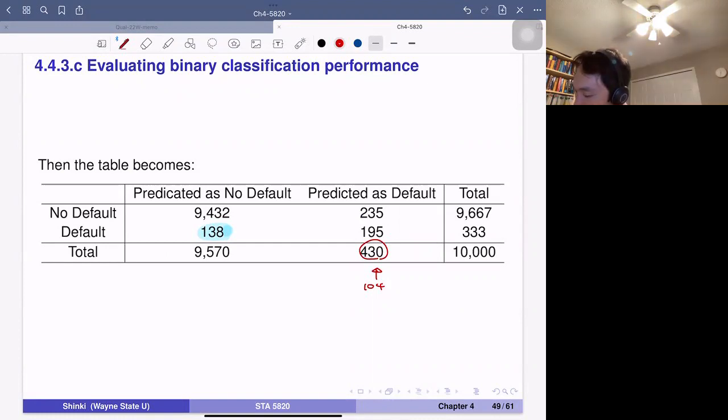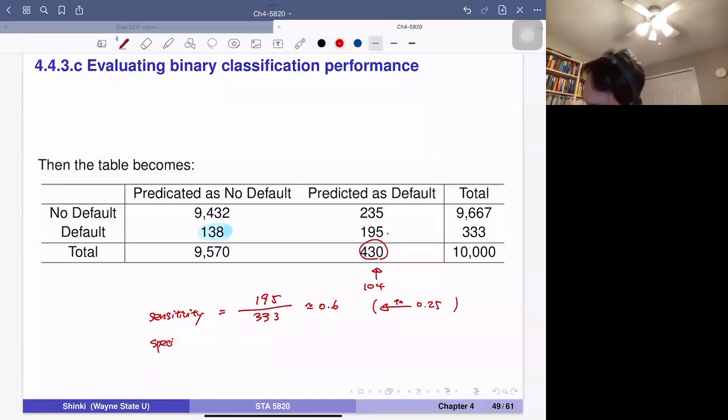Yeah. So in this case, we can also calculate the sensitivity and the specificity. For example, what's the sensitivity? We have 333 people in default, and we diagnosed 195 as positive. So it's much higher, 0.6. Originally, it was 0.25. And specificity. Remember that originally this was 99.7%, very high, 0.997.